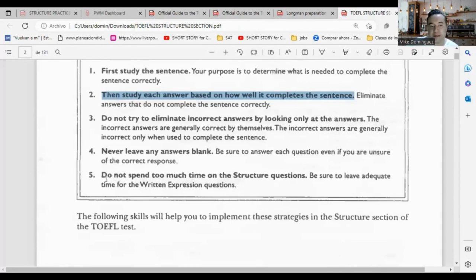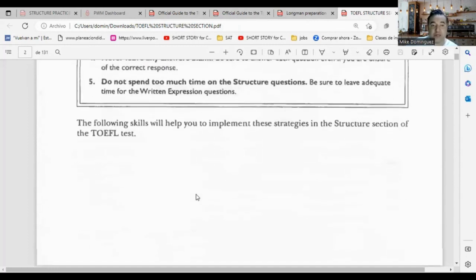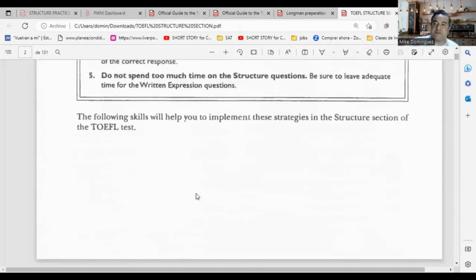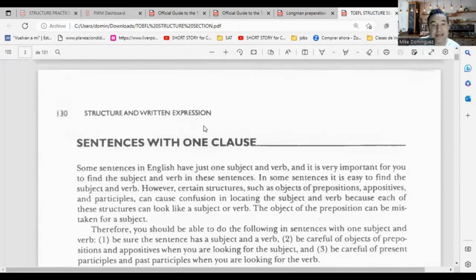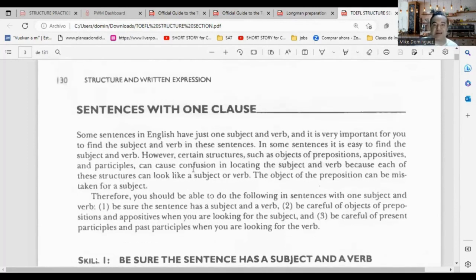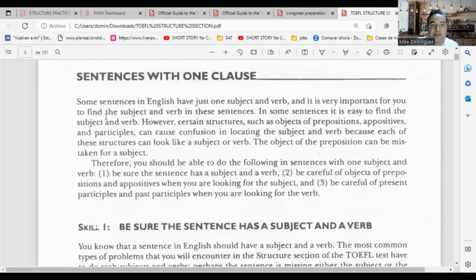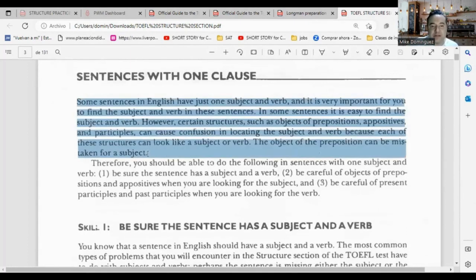Do not spend too much time on the structure questions. Be sure to leave adequate time for the written expression questions. So try to rush in the first 15, particularly the first 5, do them real quick, so you can leave extra time, so most of your time will be on the second section, the written expression section. Okay, let's get started then with sentences with one clause. Now that you understand what a clause is, what a sentence is, let's get started with the first topic, sentences with one clause. Can you help me to read the first little part, please, Carlos?